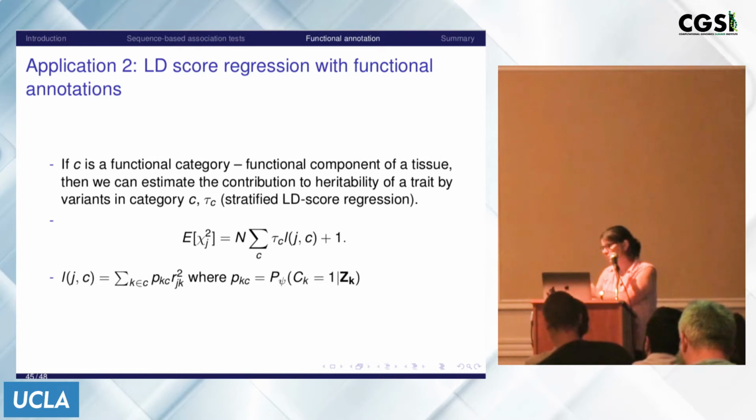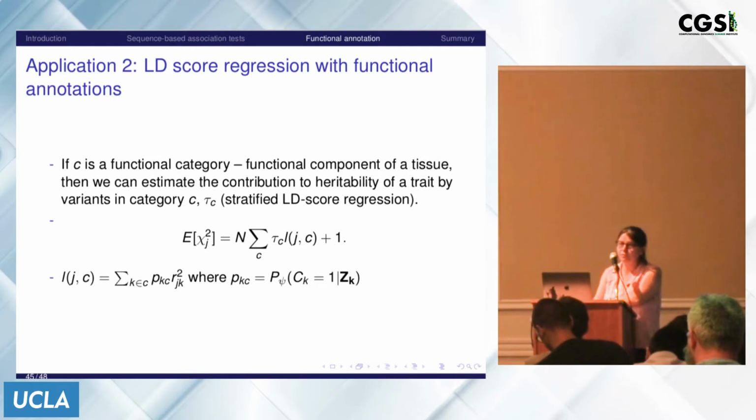Yeah, so I think we've heard yesterday about LD score regression. So you can actually use these functional scores across different tissues and combine them with an LD score regression tool to estimate the contribution of heritability that's contributed by variants that are functional in a particular tissue.